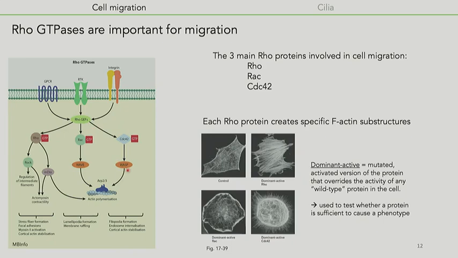Interestingly, each of these is used to build a specific substructure. The way we know this is that if you take a cultured cell and you express a hyperactive form of any one of these individually, the cell will create one main type of actin filament assembly. So you can see here, when you overexpress an active form of Rho GTPase, the cell will make a ton of stress fibers. If you overexpress RAC, the cell will basically make one huge ruffled lamellipodium around its entire periphery. And if you overexpress CDC42, the cell will make tons and tons of filopodia. So experiments like this tell us that each of these Rho proteins is responsible for regulating assembly of one type of actin structure.